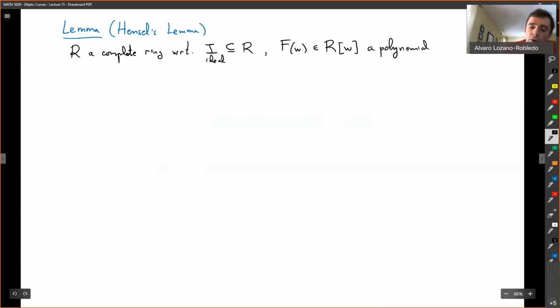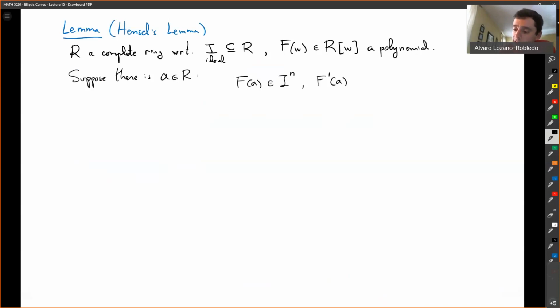Polynomial. And suppose there is some A in R such that F of A is in I to the n, is in the nth power of the ideal, and the formal derivative of that polynomial evaluated at A is a unit for some n bigger or equal to 1.